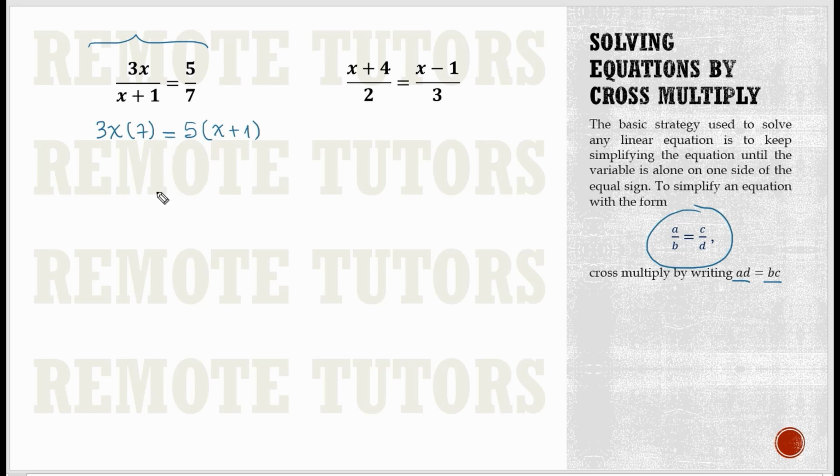Then you simplify each of the sides, 21x on the left, 5x plus 5 to the right side, and then you put together the x terms, so you subtract by 5x, and you get that 16x is 5, and at last x is 5 divided by 16.